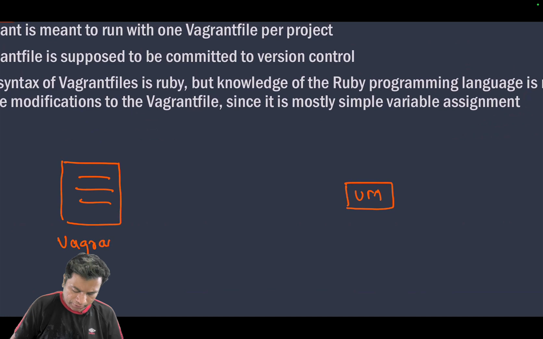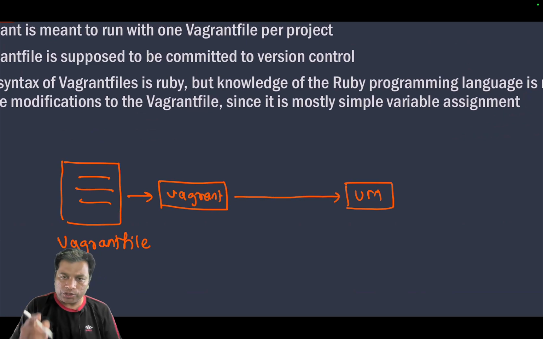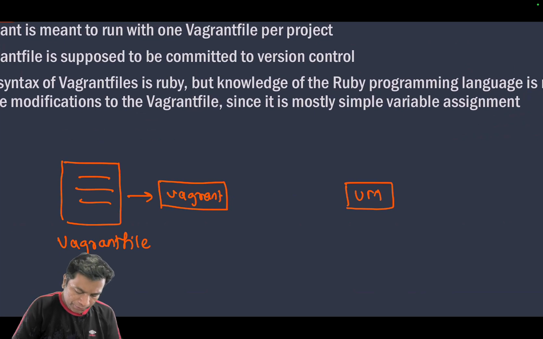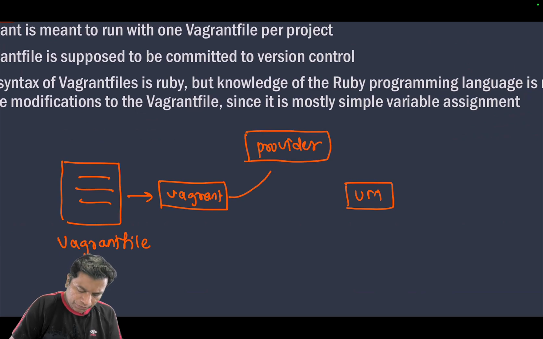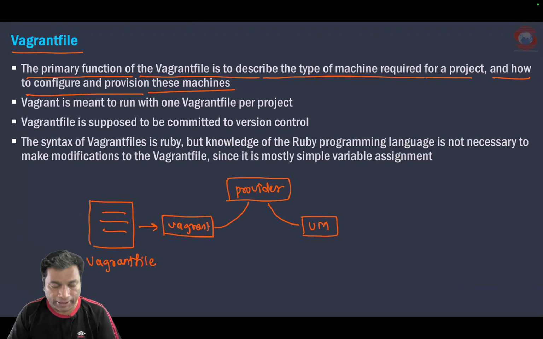This is my Vagrantfile. I'll pass this file to the tool Vagrant, and Vagrant, with the help of a provider, will create this virtual machine for me. So this virtual machine will not be created by Vagrant, as we discussed earlier. It will be created by the provider, but the provider communication will happen through Vagrant. So that's the kind of workflow that we are going to see now.